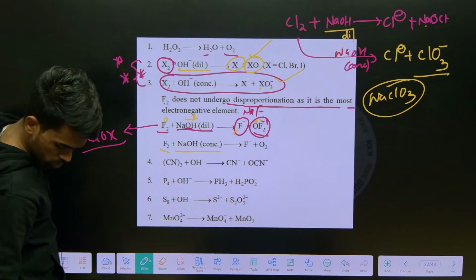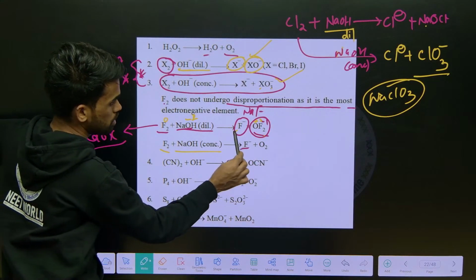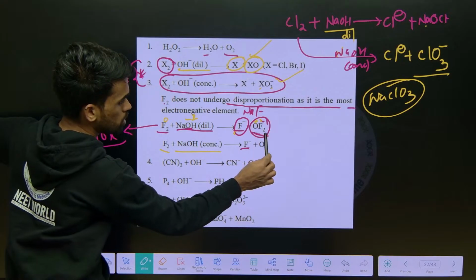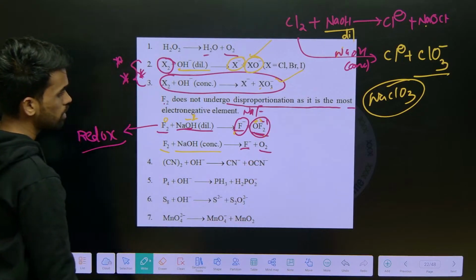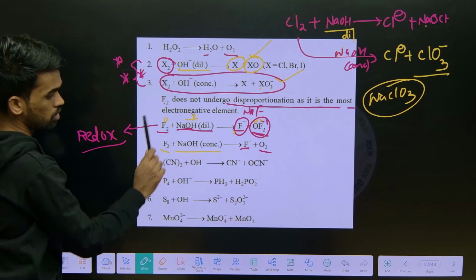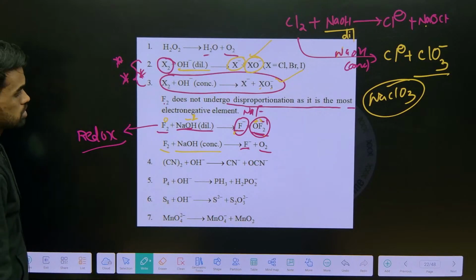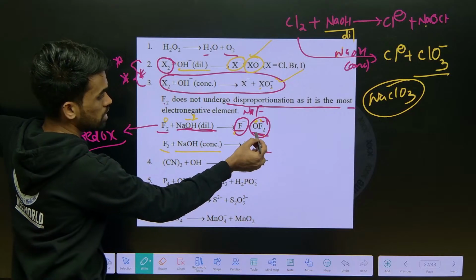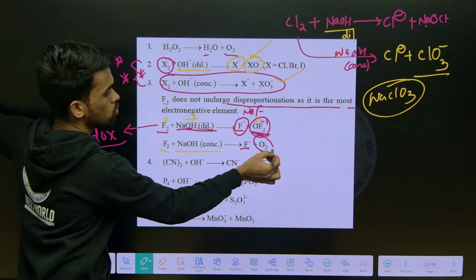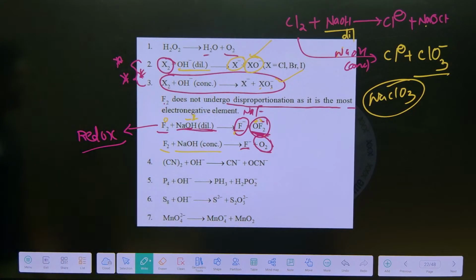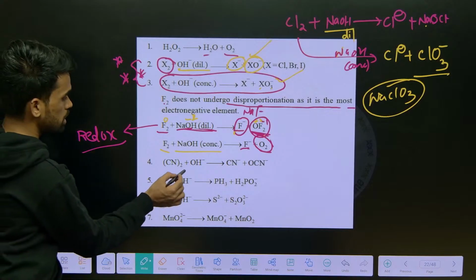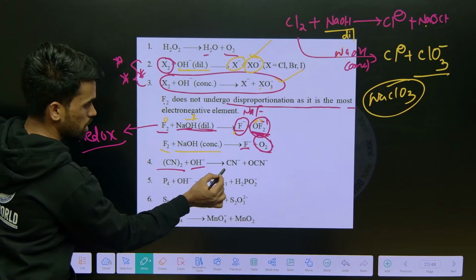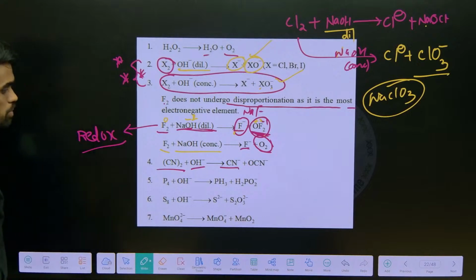Concentrated NaOH, so that we will get F minus, same like this, F minus. Here it is OF2, here it is O2, okay. So depending upon what type of species, like reagent, we are taking and the concentration of the reagent, the product formed is also different. Here it is OF2, here it is O2, okay. These are the two things you need to remember, okay. So Cn twice with OH minus gives Cn minus and OCn minus, okay.